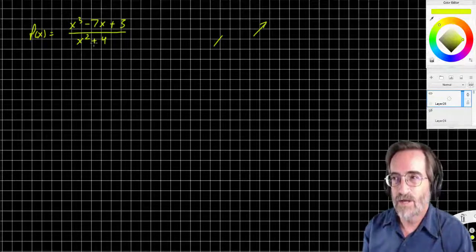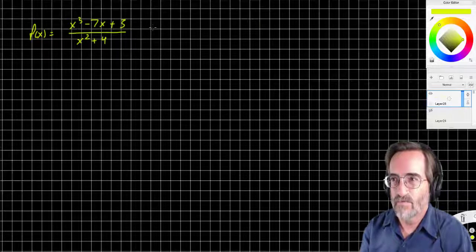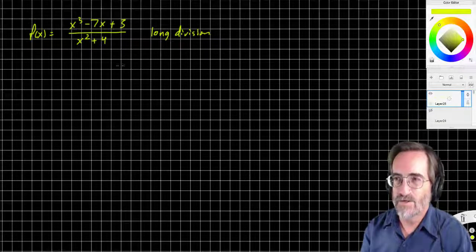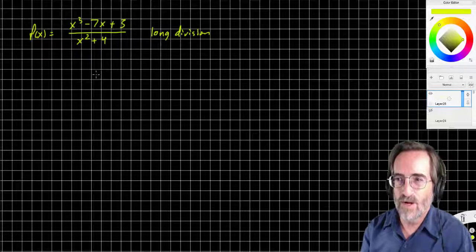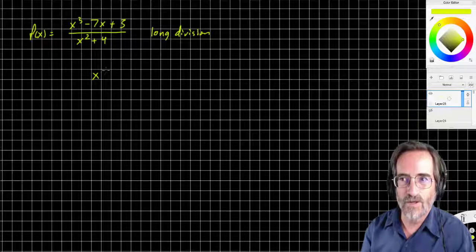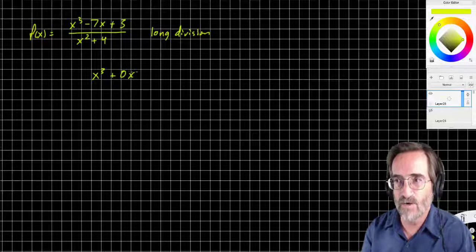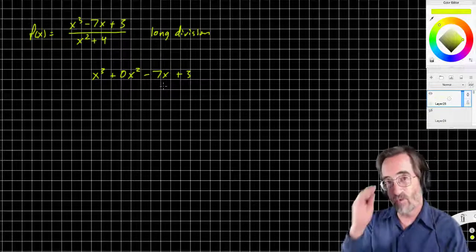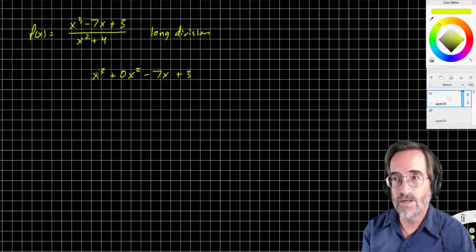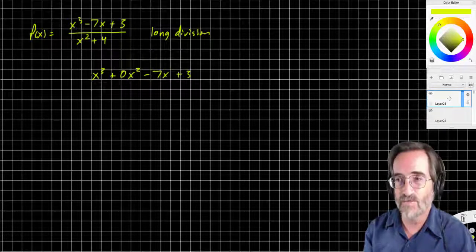In order to determine the end behavior, we're going to do something called long division. Fraction or rational expressions long division. Okay, long division. And here's what we do. We write the numerator inside the division sign. We call it the dividend. So x cubed. Now note I'm missing an x squared, so I'm going to put in 0x squared minus 7x plus 3. That's a very important step in long division. You need to insert 0 placeholders for missing powers of x.